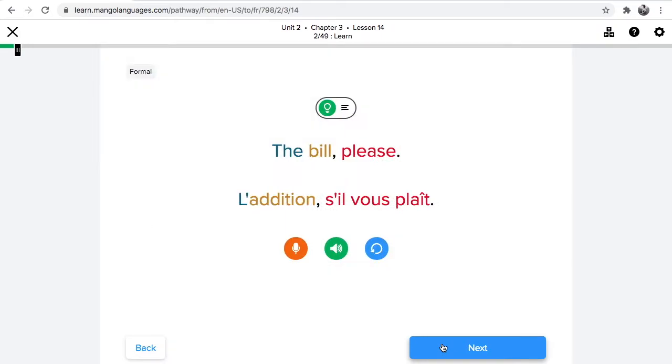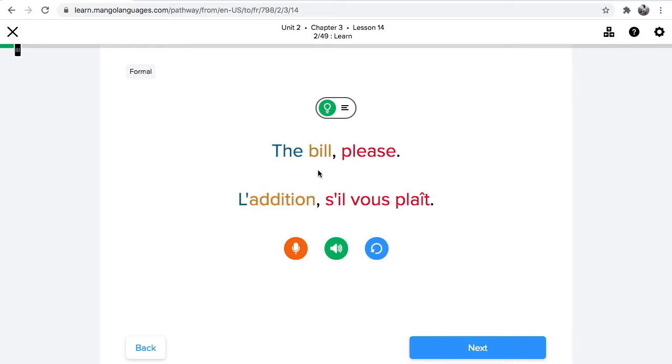One way to say, the bill, please, is L'addition, s'il vous plaît. But you are literally saying, the sum, please. So it's really awesome because you get to hear that and you can also repeat it. L'addition, s'il vous plaît. And if you just want to hear one specific word, Addition, you just click on that particular word.